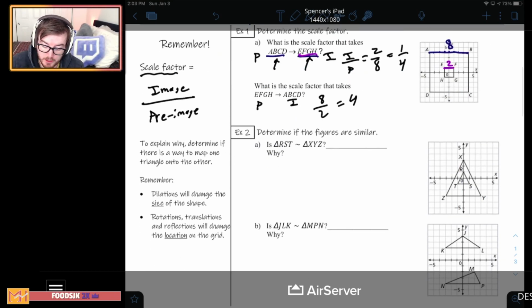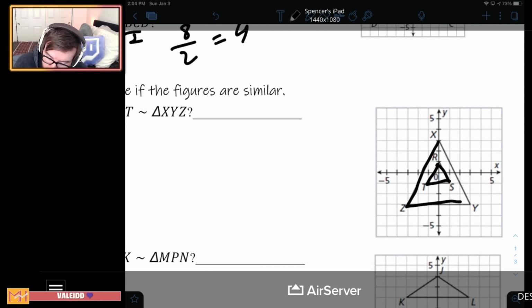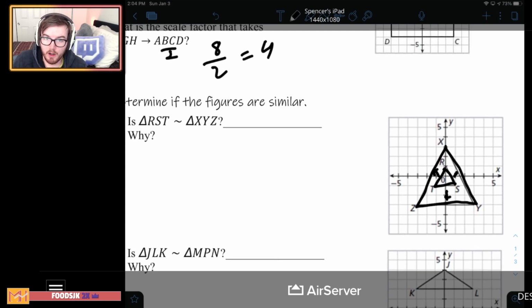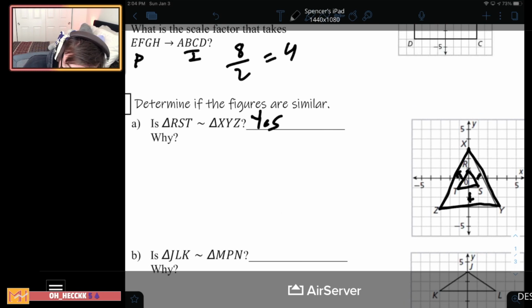Okay, so again, determine if figures are similar. What makes them similar? If they're the same shape. Are these two triangles the same shape? Yeah. It looks to me like it got dilated and blown up, right? It got stretched out. So are they the exact same shape? No, they're not congruent. But do they have the same proportions overall? Yes. And what's my reason why?